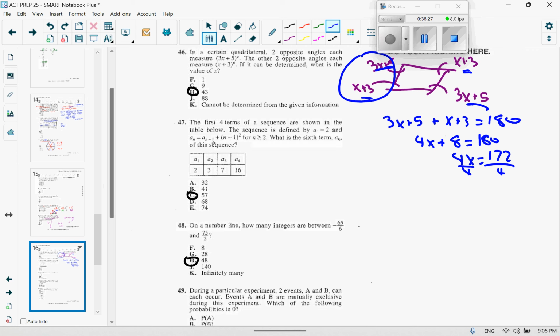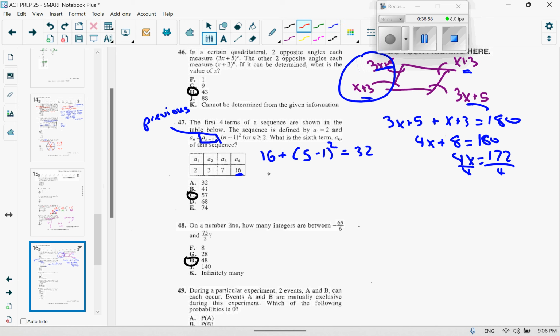This is a recursive series. This right here just means previous term. So in order to find the 5th term, I have to plug 16 in for that value right there. So I'm going to get 16 plus, and then this says n minus 1. If I'm finding the 5th term, n has got to be 5. So 5 minus 1 squared. 5 minus 1 would be 4. 4 squared is 16. 16 plus 16 is 32.